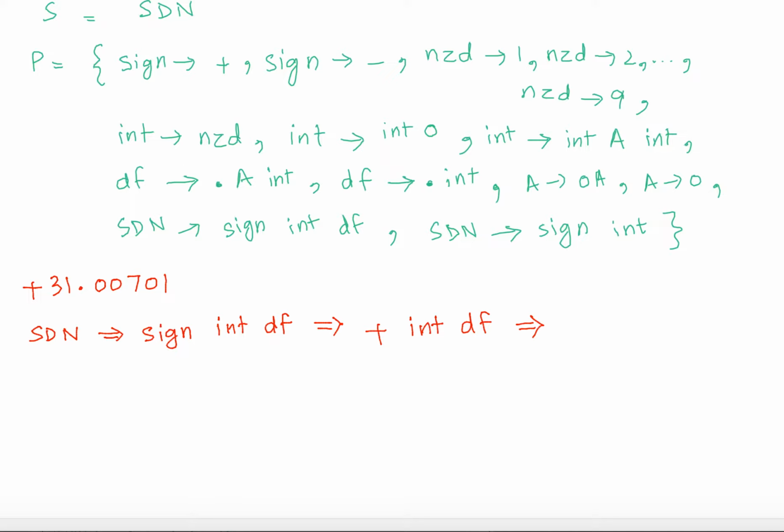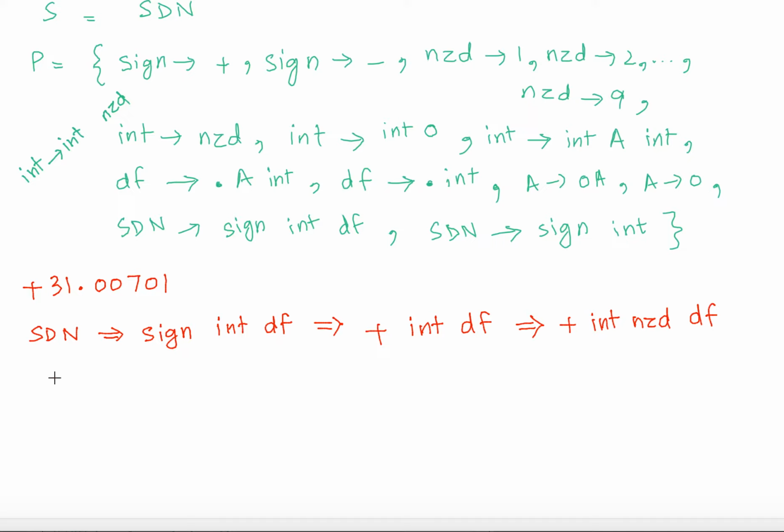Okay, so this should have another one: integer and non-zero digit. So then I will use plus, integer, non-zero digit, and decimal fraction. Okay, and then this can be replaced by another non-zero digit by using this rule.